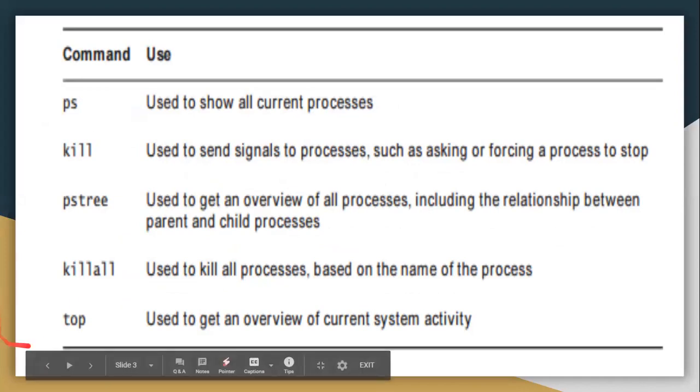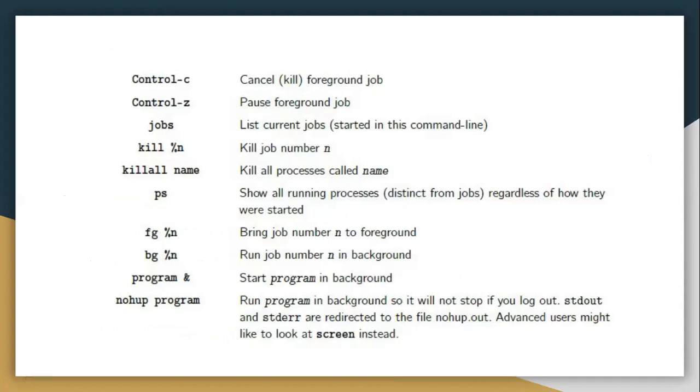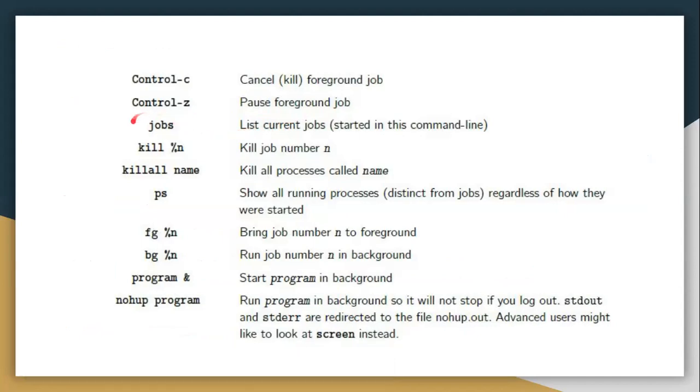For anything detailed about processes, you write the ps command with the options, kill, pstree. If you want to kill all the processes, then killall. And to check the resources on the system, you have to use the top command. Fine. So these are the various commands, like Control-C to kill your foreground jobs, Control-Z to pause your foreground jobs. To get all the jobs, see the pictures. You can list all the current jobs by the command called jobs.